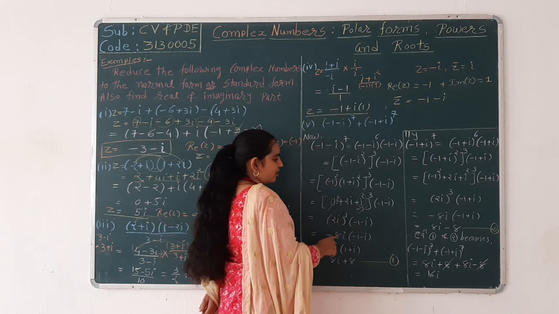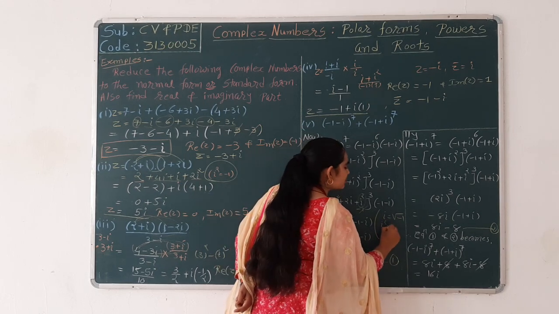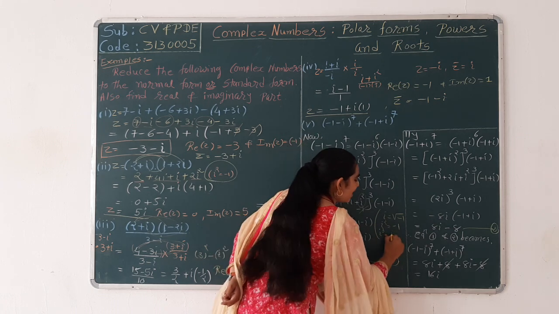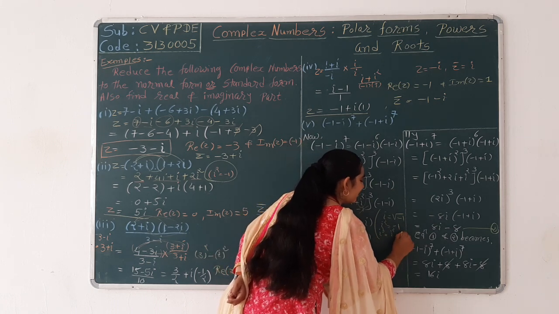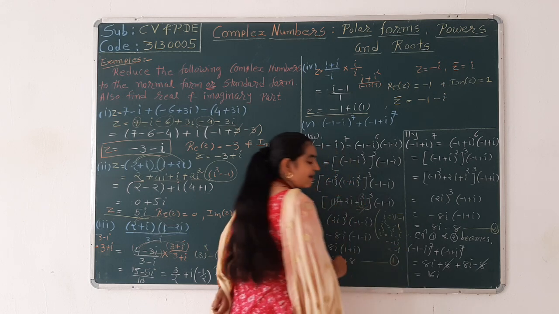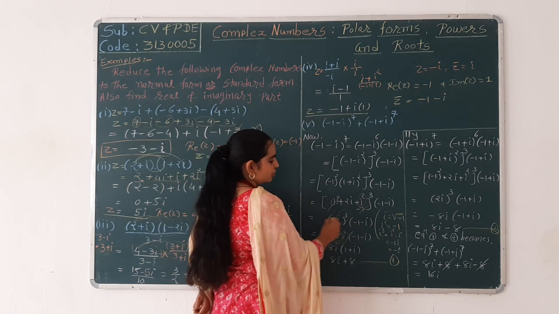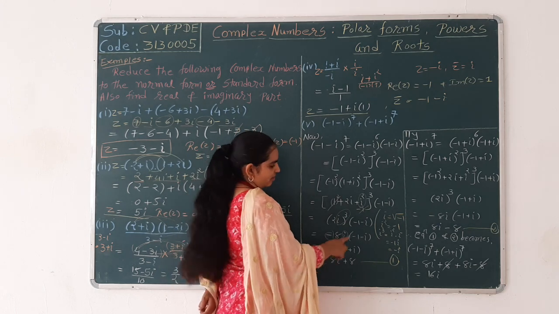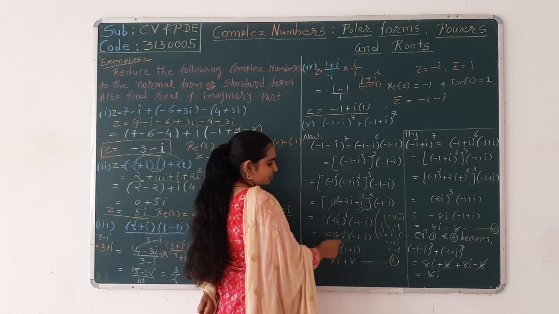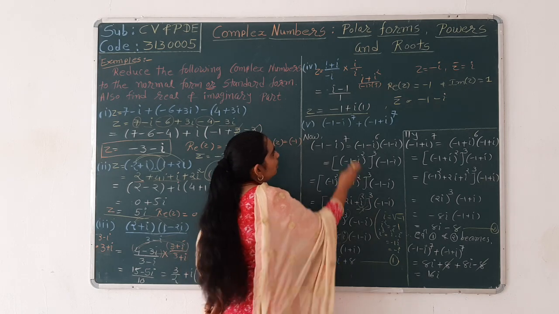2 cube is equal to 8. Now we know that I square is equal to minus 1. I cube is equal to I square into I, which is minus 1 into I, equal to minus I. That means this minus I is I cube. Okay, that means minus 8I into minus 1 minus I. Now multiply: minus minus plus, 8i, minus minus plus 8. This is the first equation, only this part.